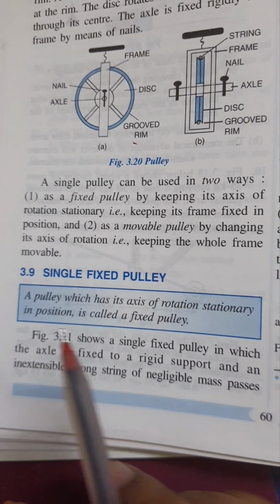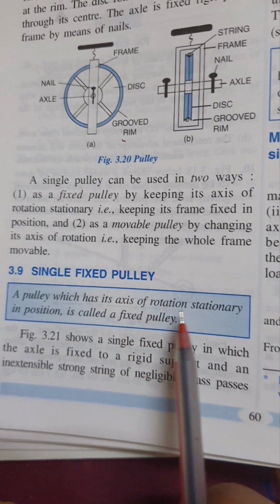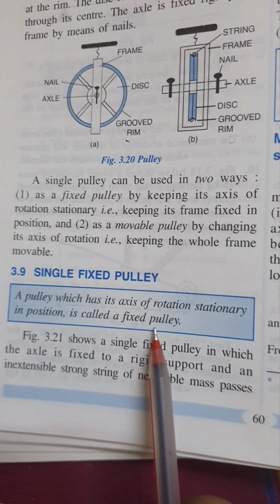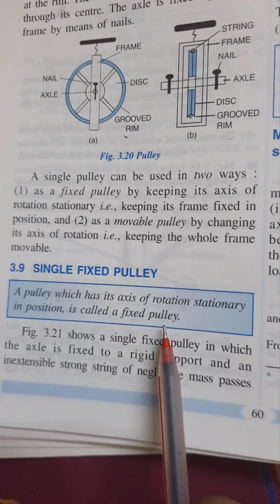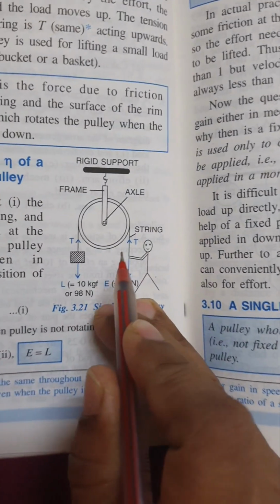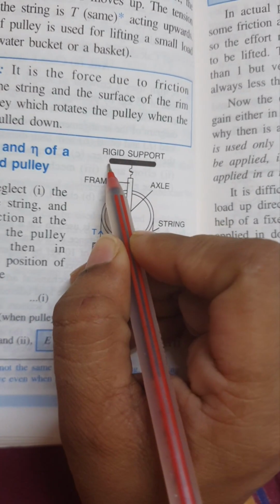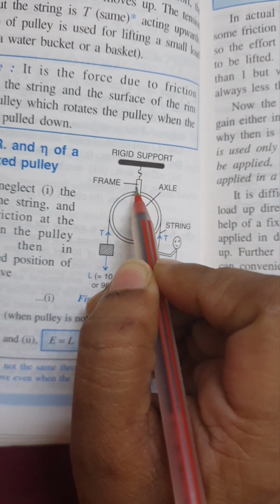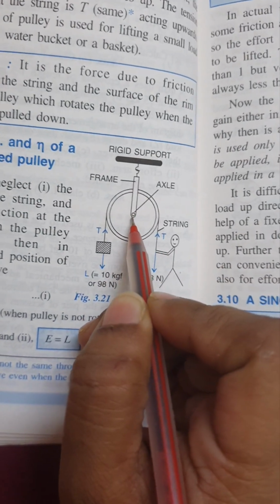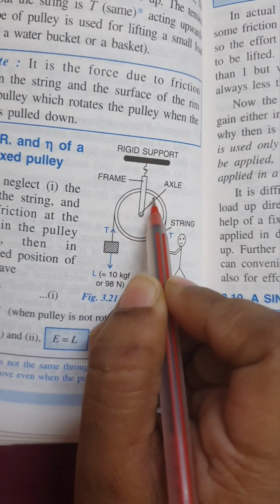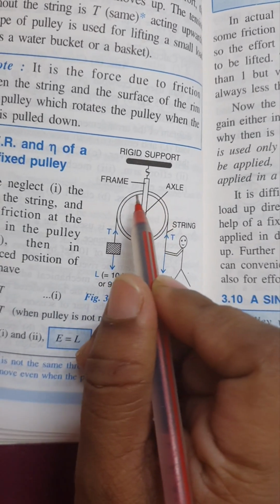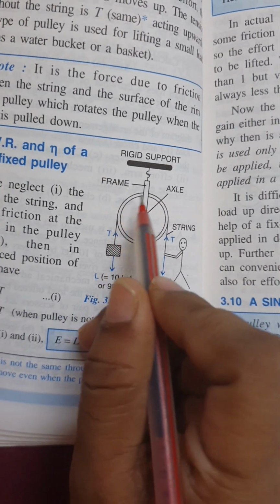A pulley which has its axis of rotation stationary in position is called a fixed pulley. So now this is the figure of the fixed pulley. You can see this is the rigid support. By a hook the frame is suspended here. This is the axle and this is the disc or grooved rim. In this grooved rim, a string is there.